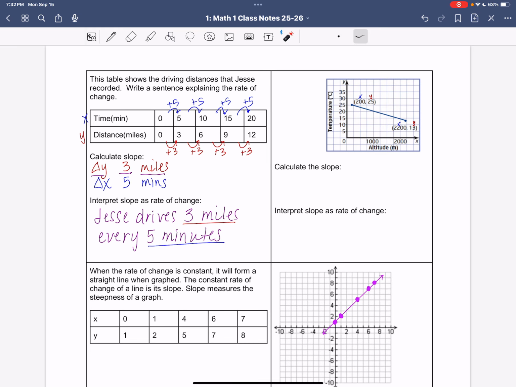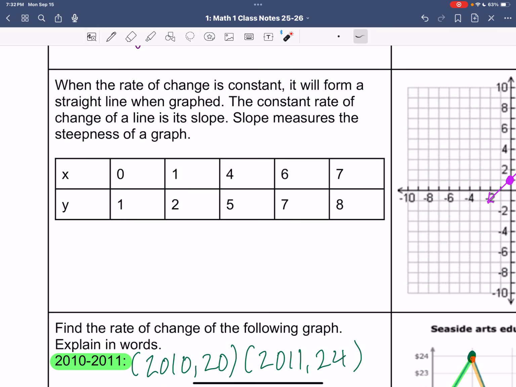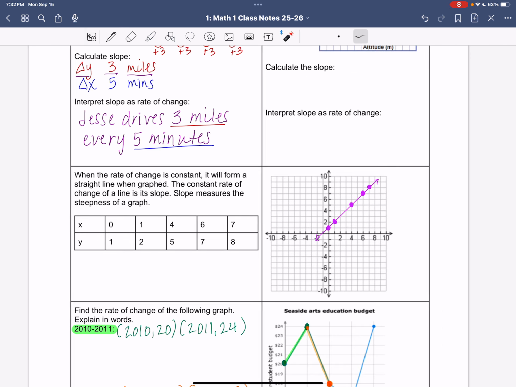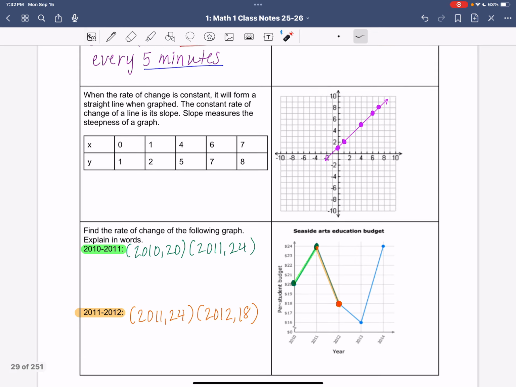Set up ordered pairs. All right, when the rate of change is constant, it'll form a straight line when graphed. So the constant rate of change of a line is its slope. Slope measures the steepness of a graph. So if you're to look here, I already plotted these points on the graph for you. And if I were to connect them, we see that first off, it is a positive slope. So that means it's going up, whatever it is.